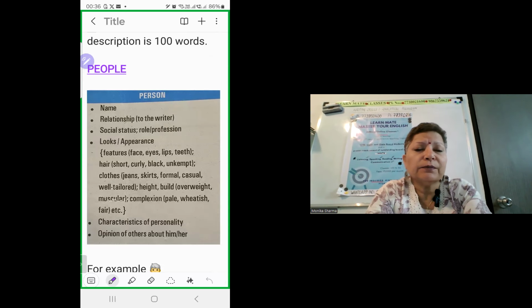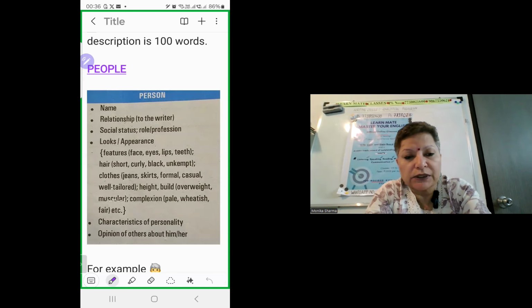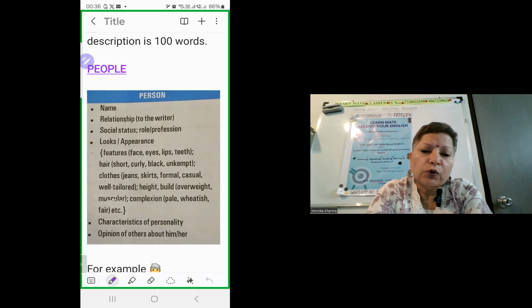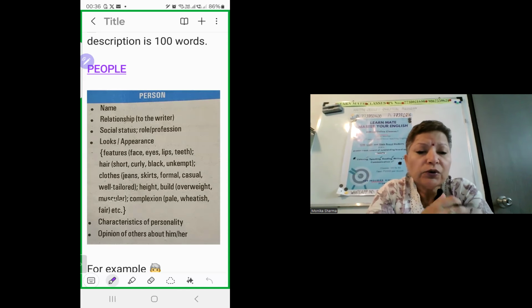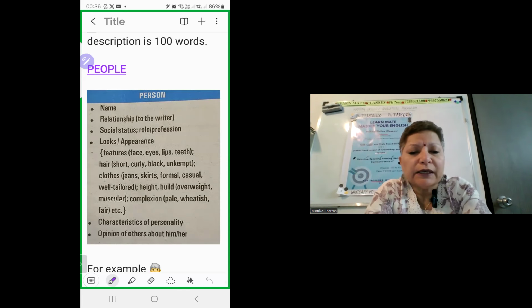And if not a relationship, obviously this point is not going to come in. You have to speak about his social status, his role, his profession. If I was asked to write something on Donald Trump, I would be talking about him being a politician and a business person. From business, he generally went into politics. So I would be speaking about his role and his profession.